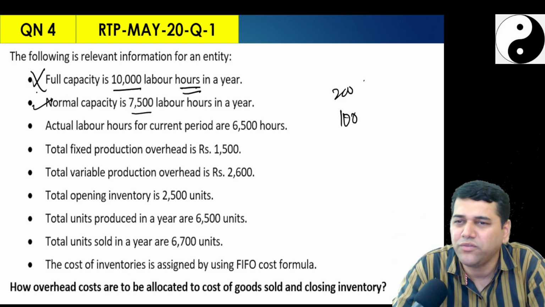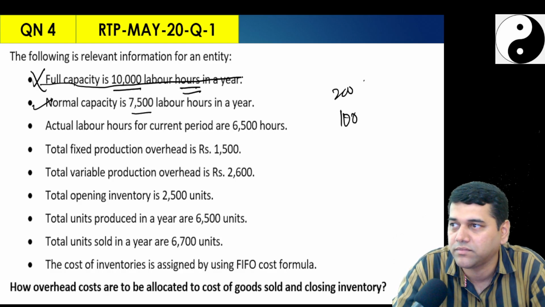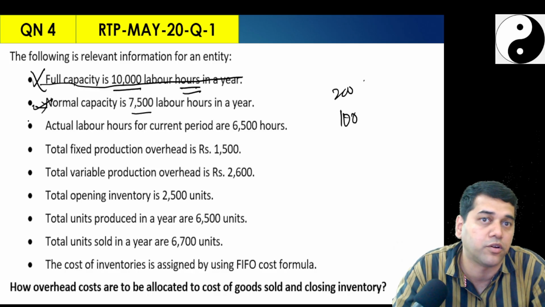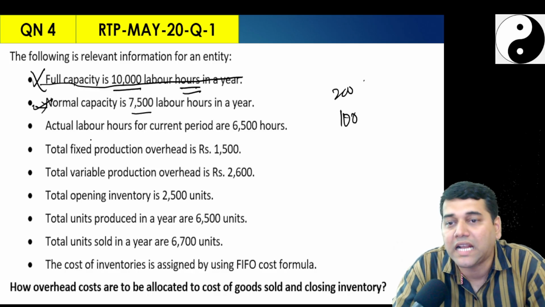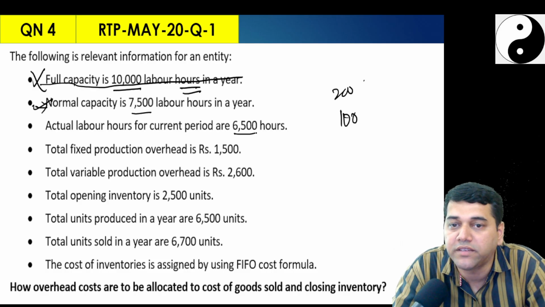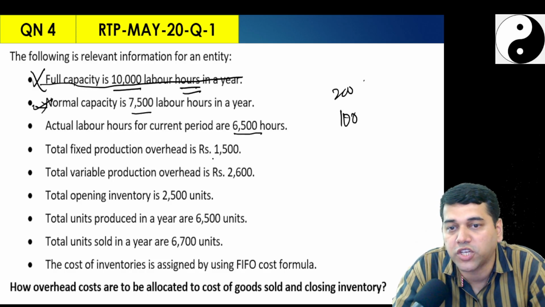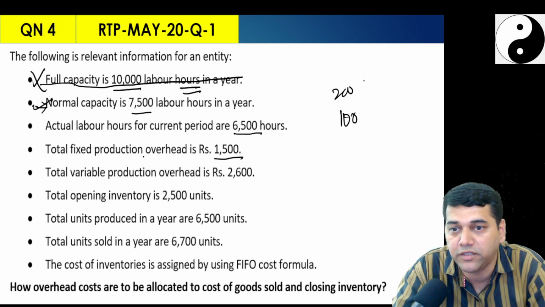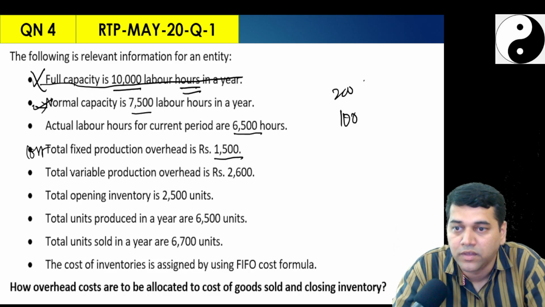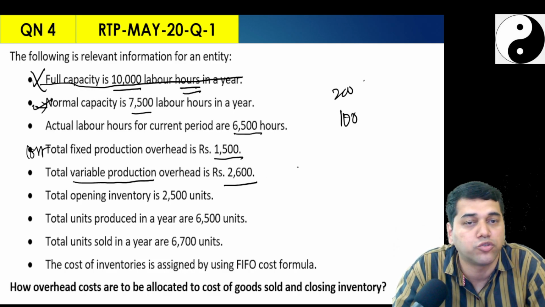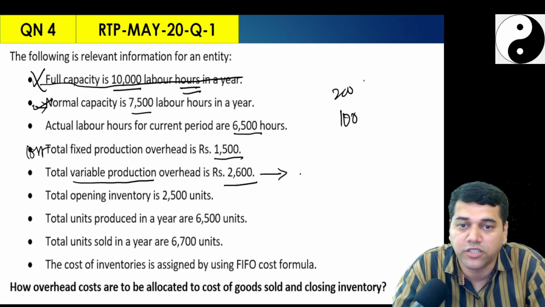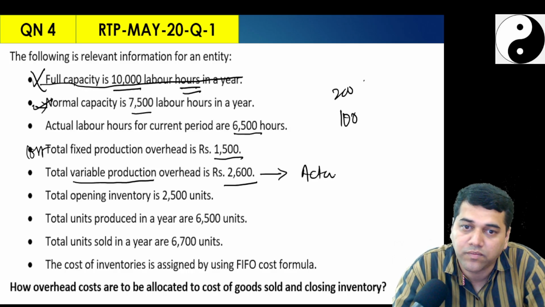This is the best case. So we will just ignore this full capacity. We will always take the normal capacity for our calculation. Actual labor hours for the current period is 6,500. Total fixed production overheads is rupees 1,500. This is your cost. Total variable production overheads is 2,500. This allocation is going to be based on the actual. This allocation is going to be based on the normal.